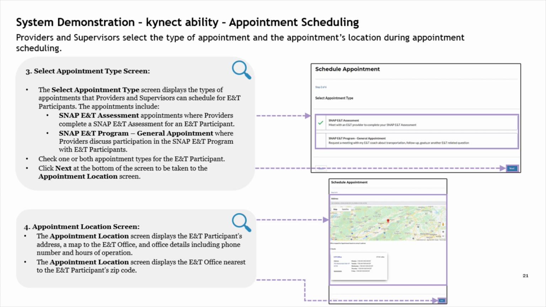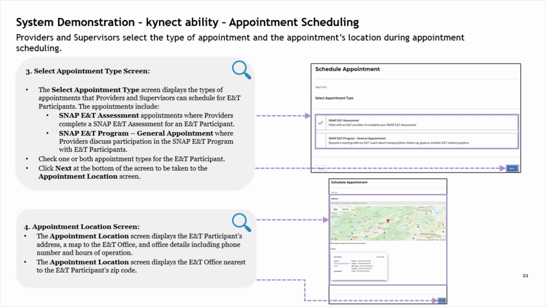The Select Appointment Type screen displays the two types of appointments that providers and supervisors may schedule for ENT participants. The appointments include the SNAP ENT Assessment Appointment and the SNAP ENT Program General Appointment. The SNAP ENT Assessment Appointments are where providers complete a SNAP ENT assessment for an ENT participant. For the SNAP ENT Program General Appointments, providers discuss participation in the SNAP ENT program with ENT participants. Providers may check one or both appointment types for an ENT participant, then click Next at the bottom of the screen to navigate to the Appointment Location screen.